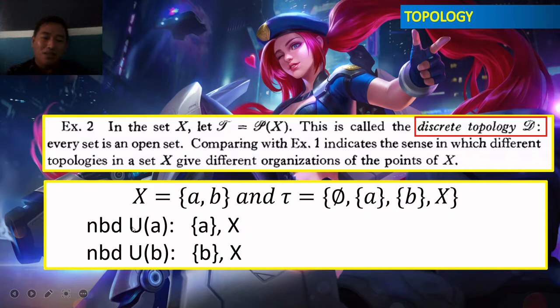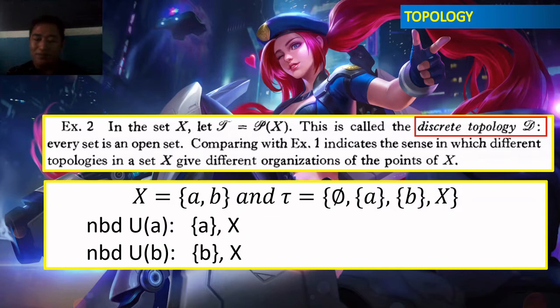Now, what are the neighborhoods of A? The neighborhoods of A are the open sets that contain A. So this is the singleton containing A, and then X. So there are two. The neighborhoods of B are likewise the singleton B and then X also. So it is not necessary that there is only one neighborhood. There can be two, there can be many, as long as you are an element of an open set in tau.